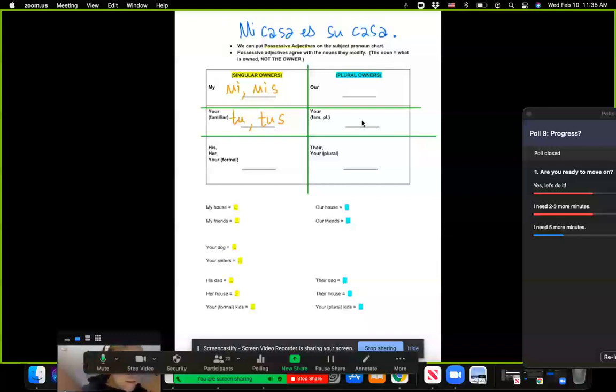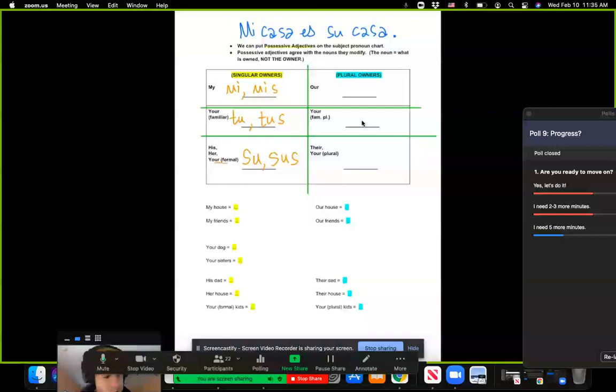Now, what if we're talking about something that belongs to him or to her? All right, her car is stuck. Can you help her get it out? Or his shoes are untied. He needs to tie them. These are third person owners. And if what he or she owns is singular, it is su. And if what he or she owns is plural, it's sus. So his nose, su nariz, her nose, su nariz, is exactly the same.